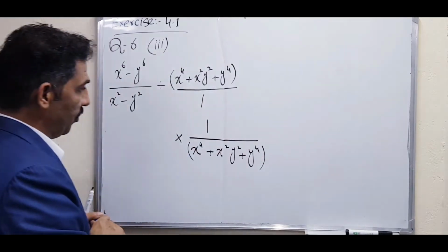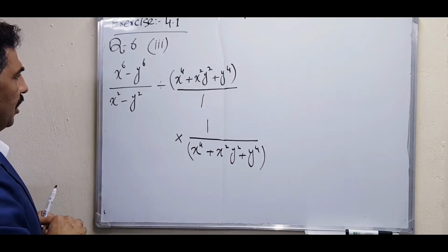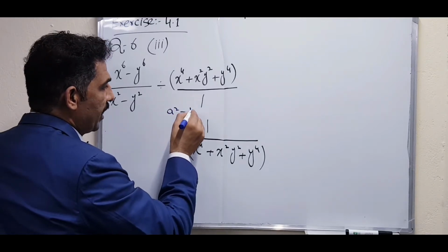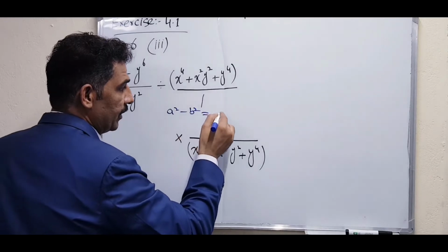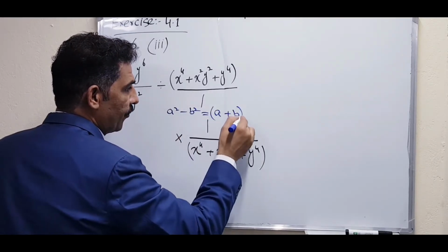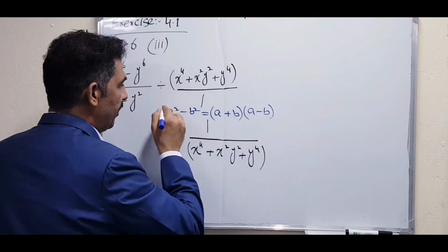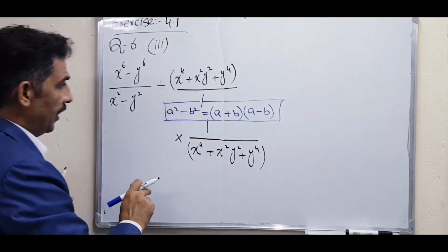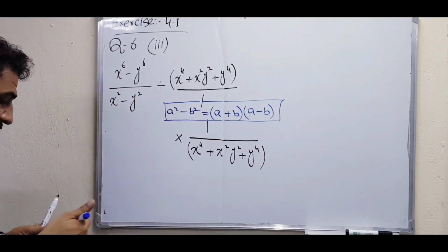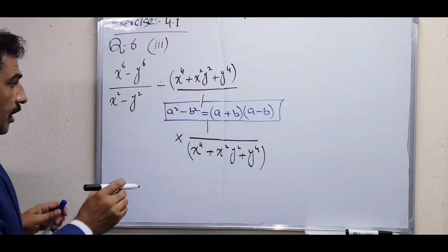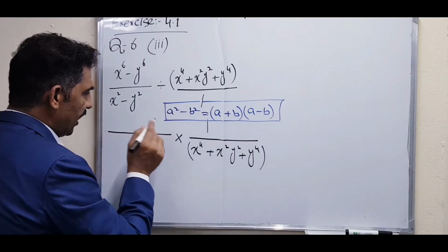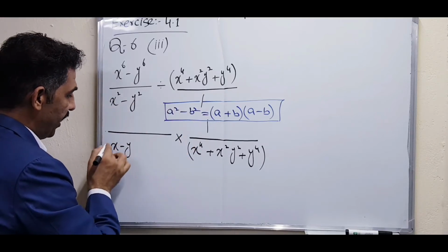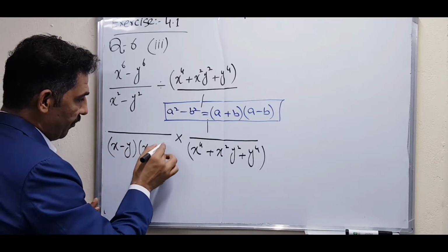First we will use the formula x square minus y square. We want to use the formula a square minus b square, which is a plus b into a minus b. We have to apply this formula in both the numerator and denominator. We can use it in the denominator because it clearly shows x square minus y square, so we will write x minus y into x plus y.